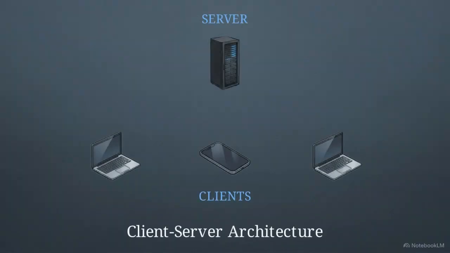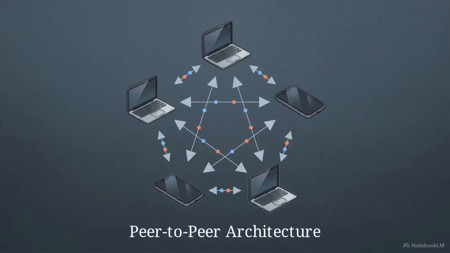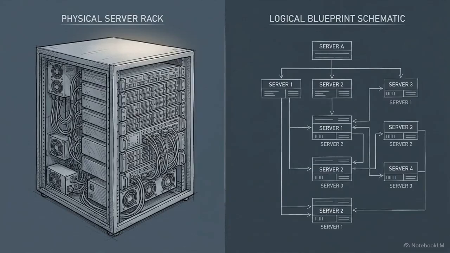In a client-server architecture, a central server node dictates behavior and manages resources for subordinate client nodes. In a peer-to-peer architecture, there is no central authority. Every device operates equally as both a client and a server. Hardware determines how data moves, but the network architecture determines which machines control the flow.